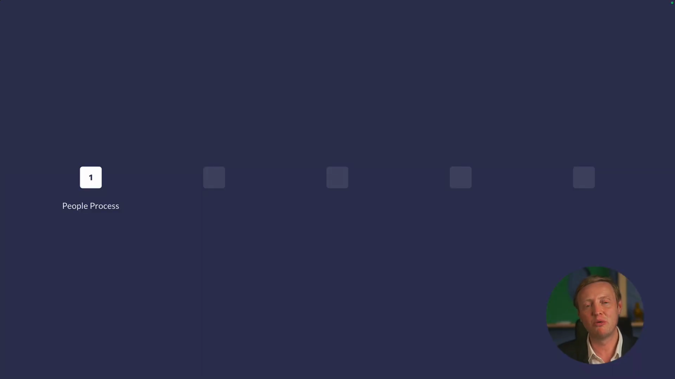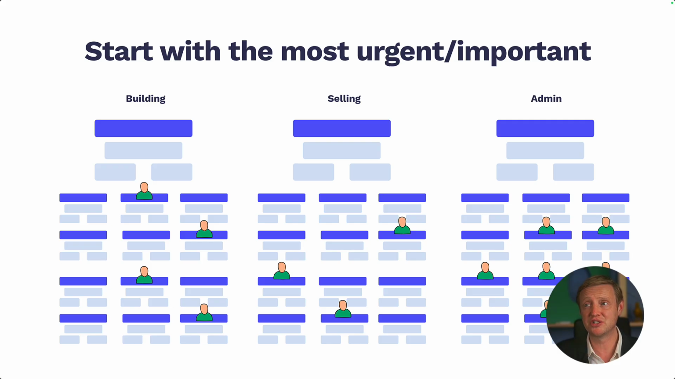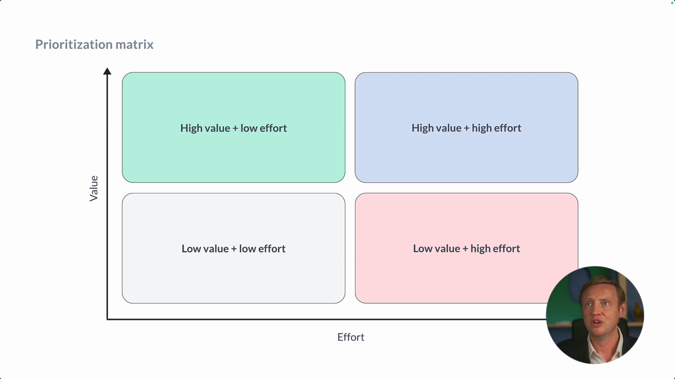Now that we've figured out what people processes are, it's time to go into process mapping. So how do you actually map up your people processes? Well, a good start is to take a look at all the processes you have and start with the ones that are most urgent and important, or the ones that bring you the highest value and are low effort of creating and getting value out of. You can use a prioritization matrix like the one you can see here, where you put the ones that bring you the highest value and are the lowest effort to complete into this bucket.